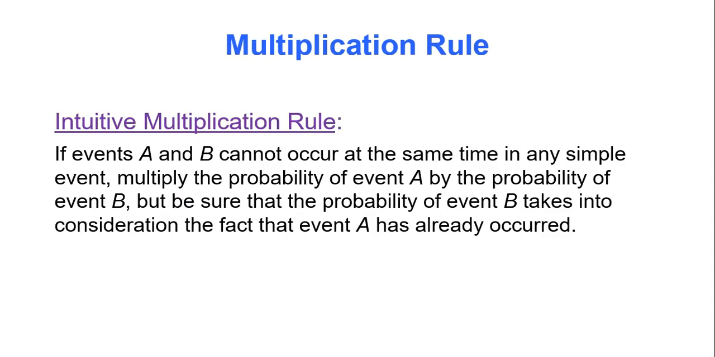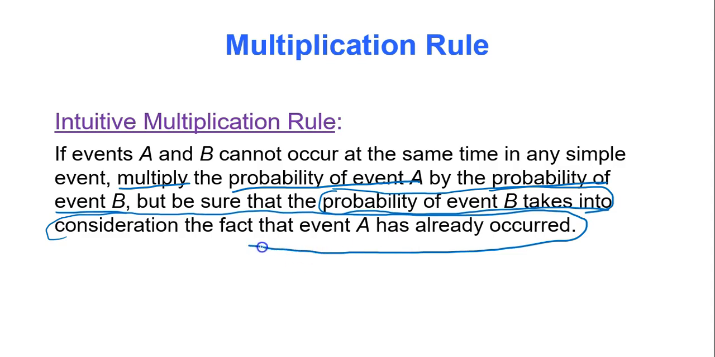There's also an intuitive multiplication rule that's a little bit less heavy on the notation. If events A and B cannot occur at the same time in any simple event, you will literally multiply, there's that word, the probability of event A by the probability of event B. But be sure that the probability of event B takes into consideration the fact that event A has already occurred.